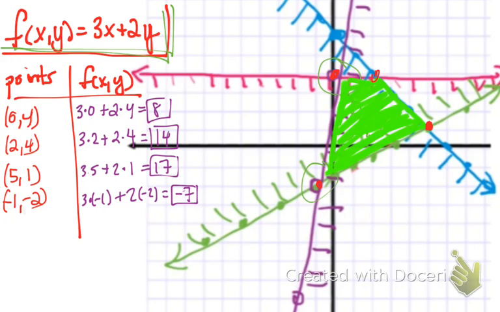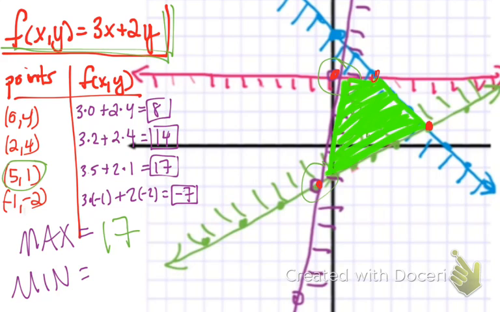So that tells us that our maximum value is going to be 17, and that's when x is 5 and y is 1. So this is where our max occurs, and then our minimum occurs at -1, -2. Our minimum value is -7 for the max-min function, also called the optimization function. So the actual value of our minimum is -7, and that occurs at this point when x is -1 and y is -2.